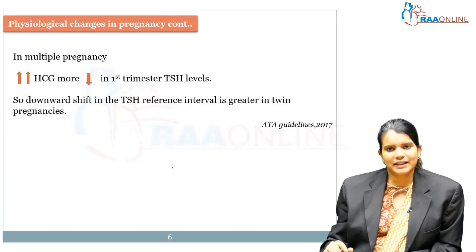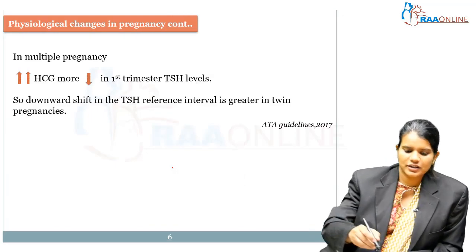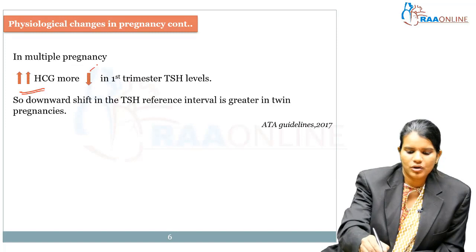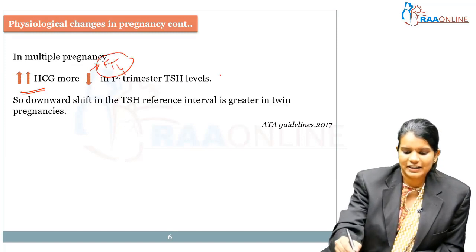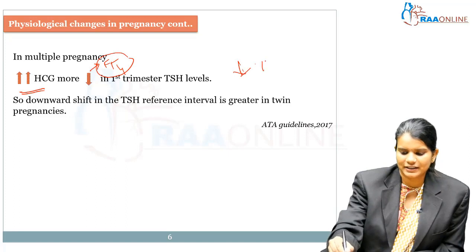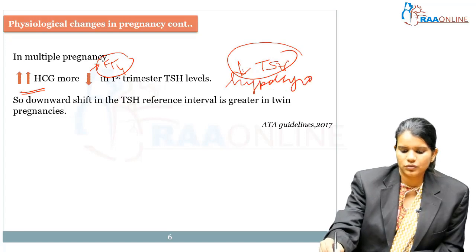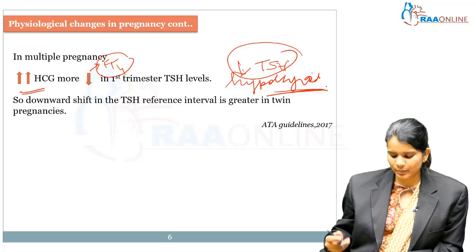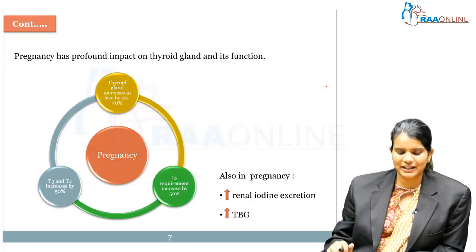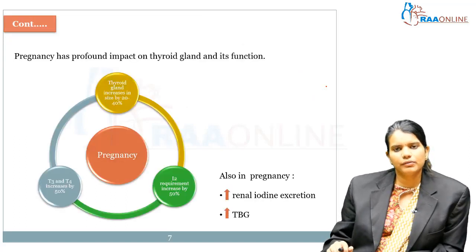In multiple pregnancy, because there is more HCG, there is more increase in the free T4, and it will cause a decrease in the TSH levels. So that is what we see as hypothyroid. So a downward shift in the TSH reference interval is greater in twin pregnancies and multiple pregnancies. So pregnancy has a profound impact on the thyroid gland and its function.